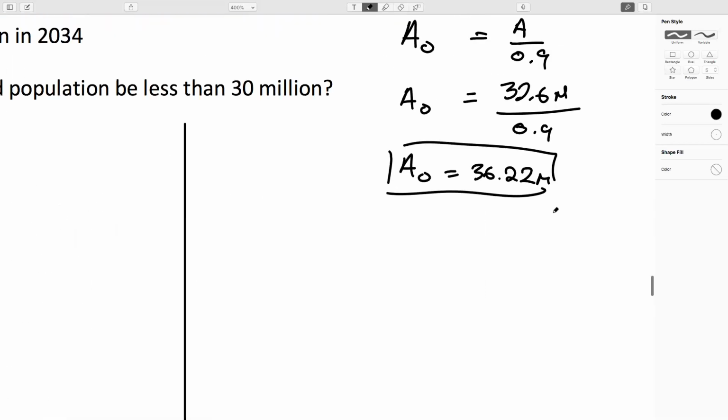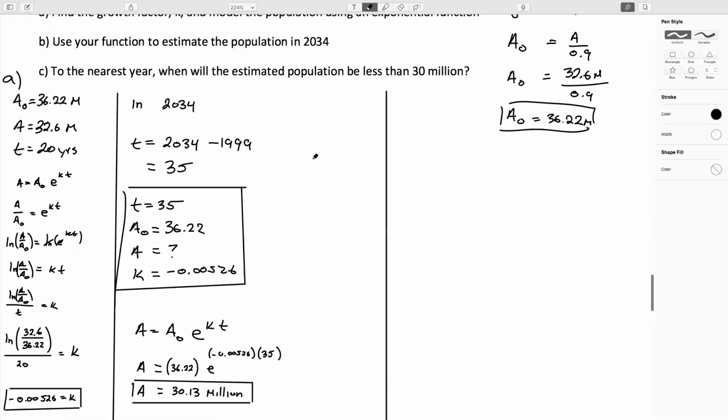All right, let's do part C. So what was part C? To the nearest year, when will the estimated population be less than 30 million? Okay, so what we want to do is figure out when it hits 30 million. We want to solve for time, and then we need to figure out what year that happens in. So we're going to have variables A naught equals 36.22. That's in millions. We have A, our final population, of 30. Technically, it'll be any time after this day that we reach less than 30 million.